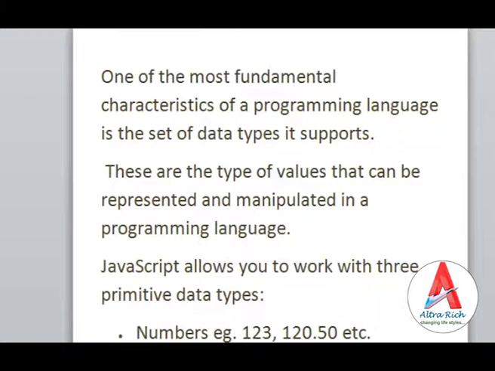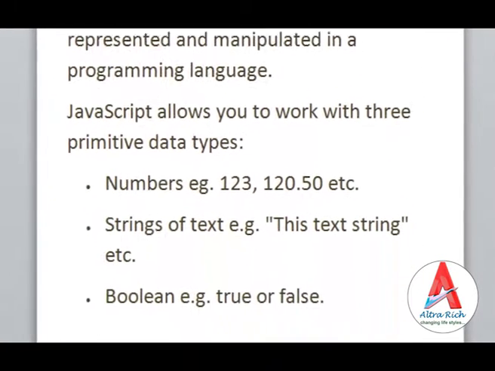One of the most fundamental characteristics of a programming language is the set of data types it supports. These are the type of values that can be represented and manipulated in a programming language. JavaScript allows you to work with these three primitive data types.